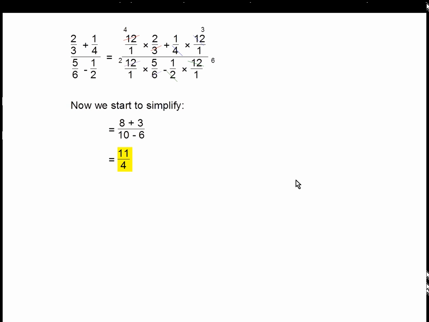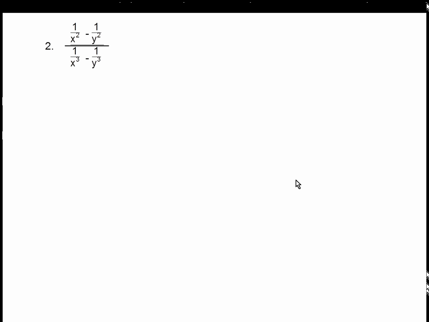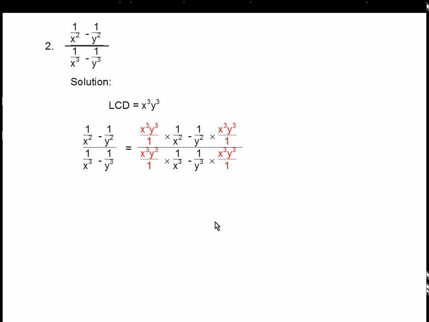Let's try something with variables. So number 2, I have 1 over x squared minus 1 over y squared, all over 1 over x cubed minus 1 over y cubed. So I get my LCD. Okay, now it certainly involves x and y. Now remember, the LCD takes the largest exponent. So I'm going to have an x cubed, y cubed. So I'm going to multiply everybody by x cubed, y cubed. Technically, x cubed, y cubed over 1. So I've shown that in red.